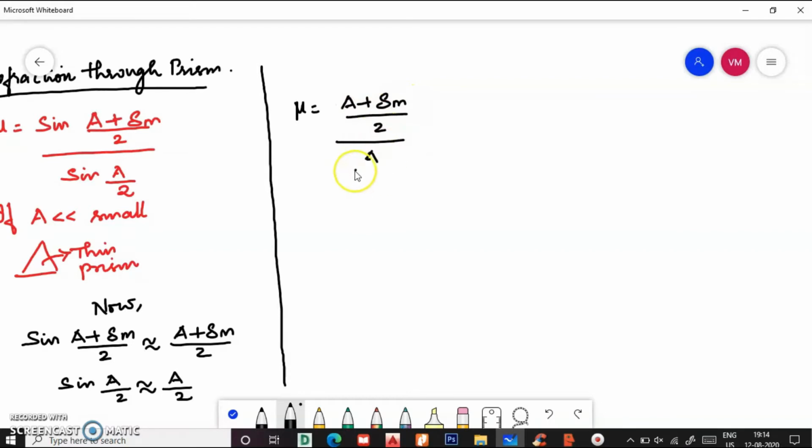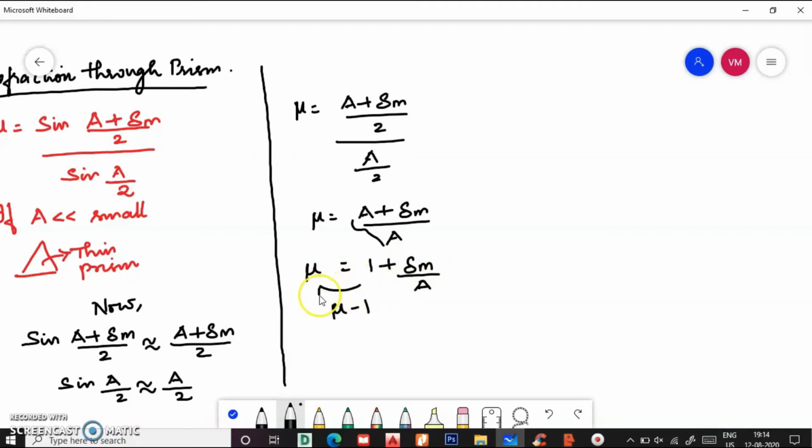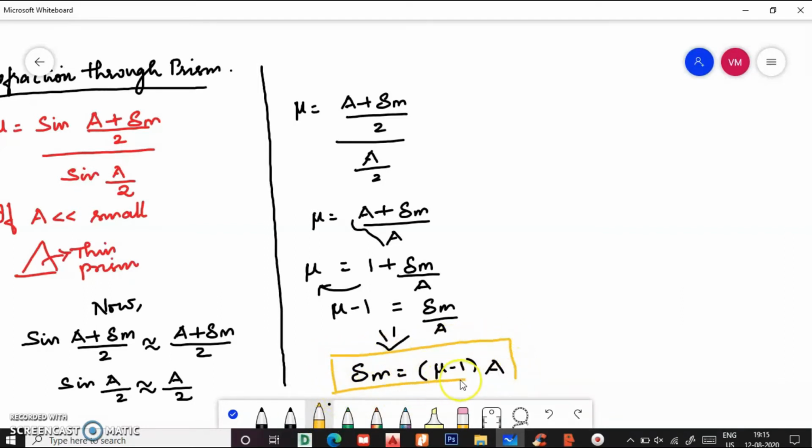The 2 in the denominators cancels out and you get mu equals (A plus delta m) by A. With a little mathematical modification, you can write 1 plus delta m by A, which is the refractive index. So mu minus 1 is equal to delta m by A. Once again, delta m can be written as (mu minus 1) times A. This is the equation for the angle of minimum deviation. So this deviation depends upon the refractive index and the angle of the prism.